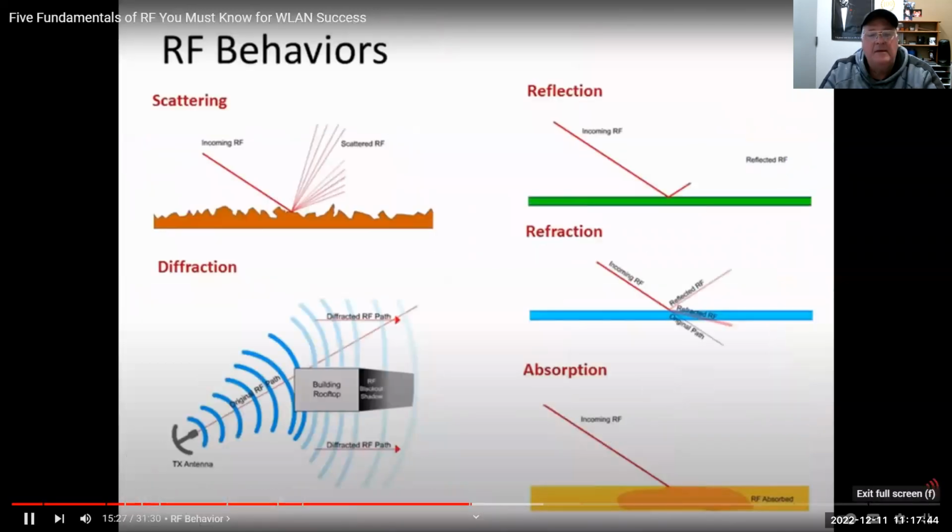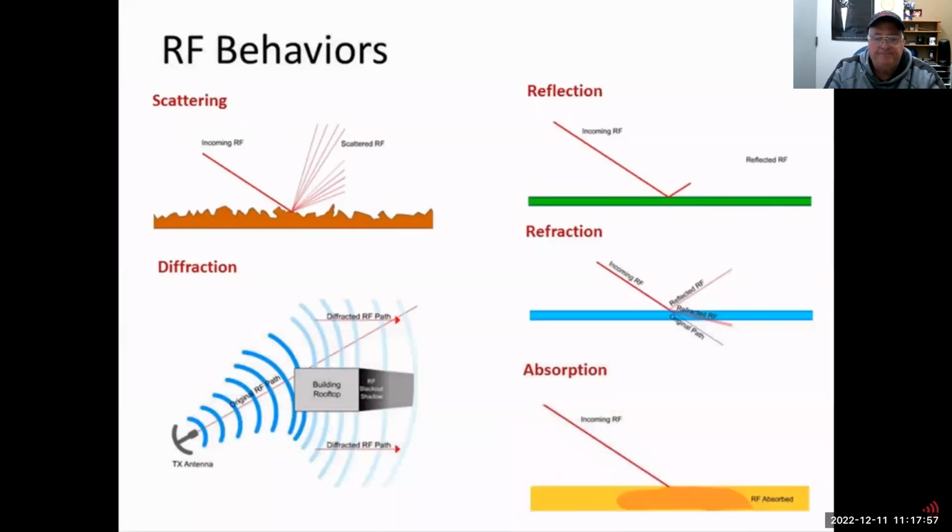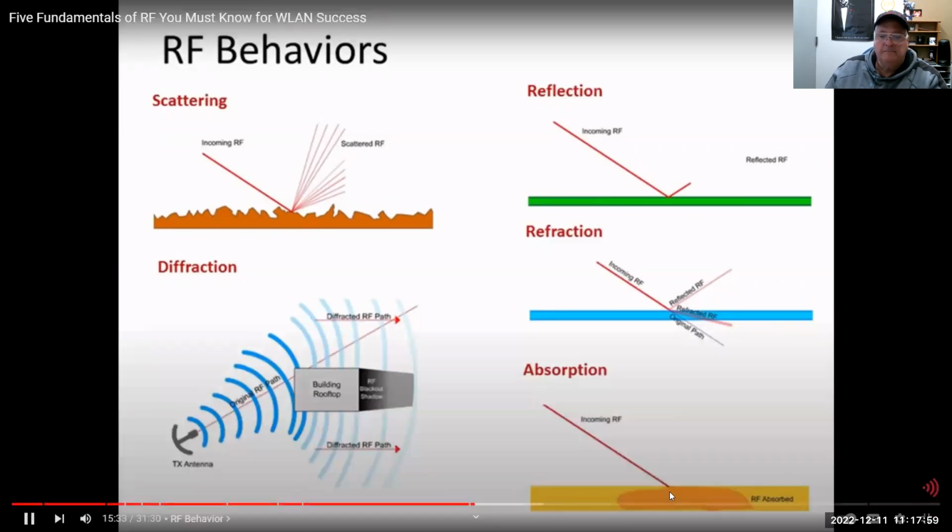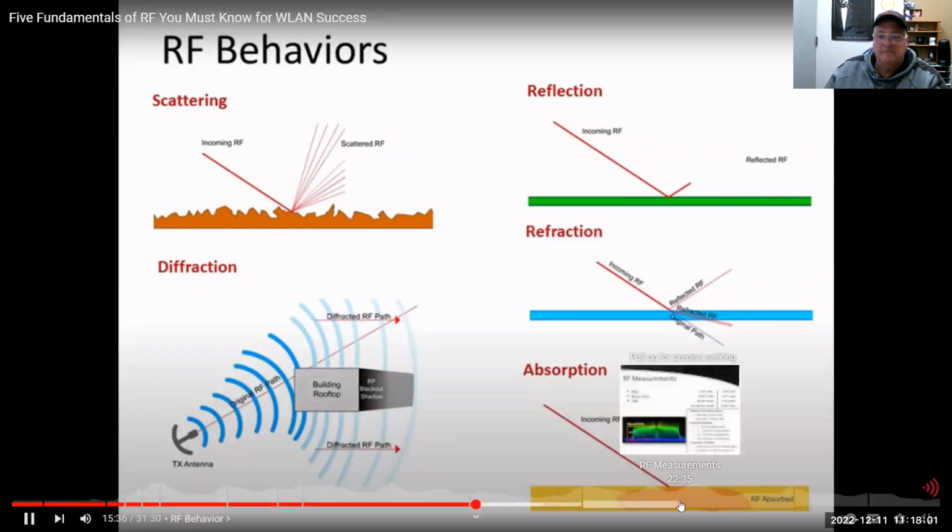Now, the next thing that is one of the 5 fundamentals of RF you must know is RF behaviors. These behaviors, which are also explained in your chapter, give you, again, some good visual representation. So let's hear some more. Behavior. RF, as it moves through a space, has a particular behavior set. And these behavior sets include scattering, diffraction, reflection, refraction, and absorption.